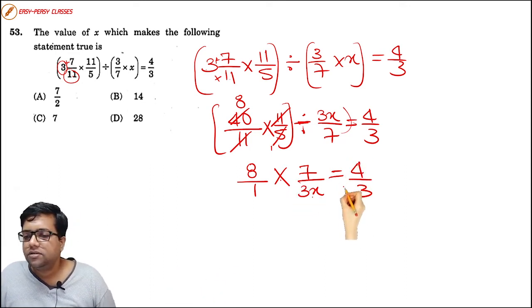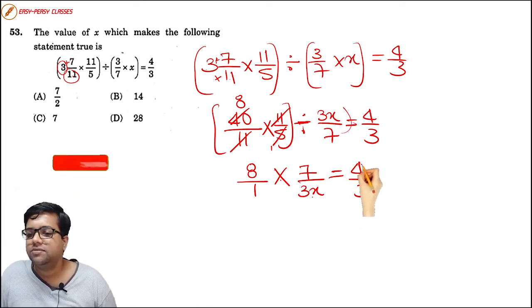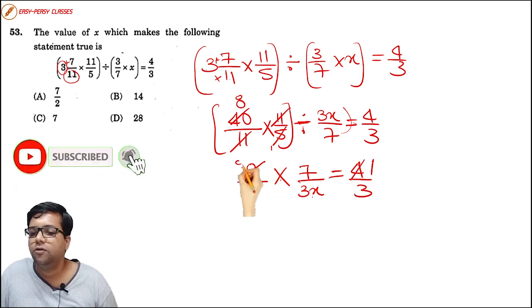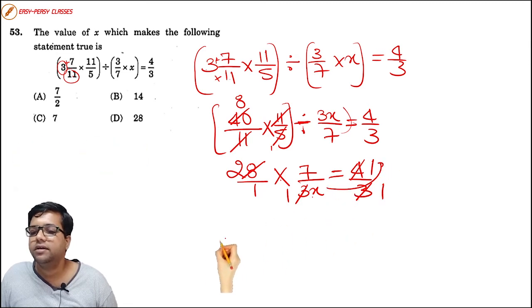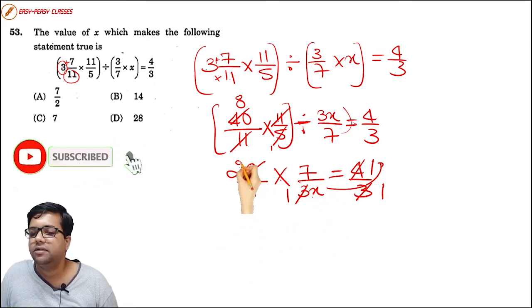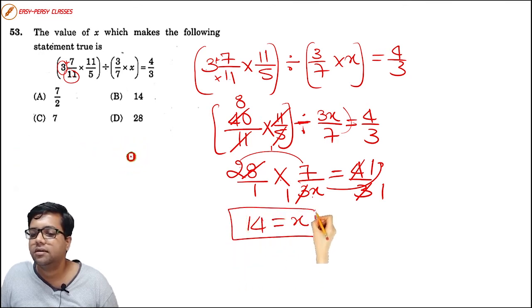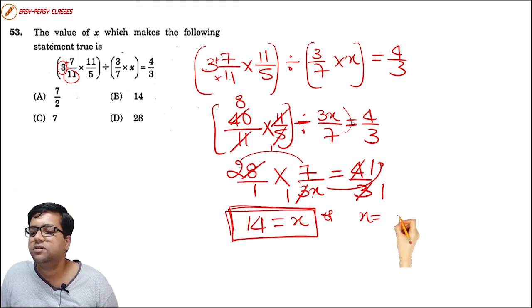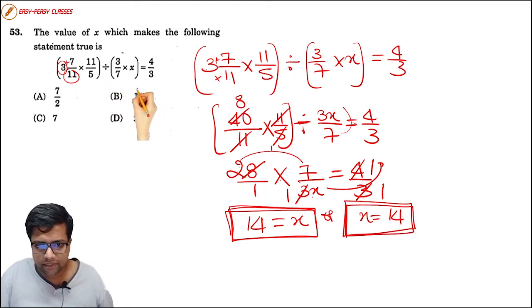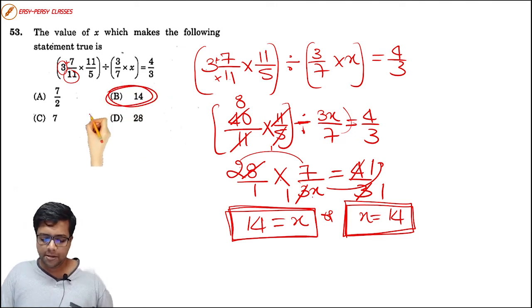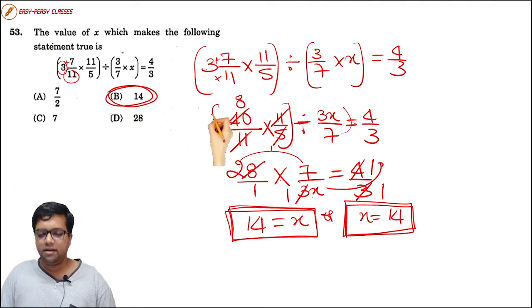All right. So now again you can cancel out certain things from here itself. 4 ones are 4, 2s are 3, ones are 3, ones are, x will come over here. So you are left with 2 sevens are 14. 2 into 7, 14 is equal to x, or x is equal to 14. Do we have that value over here? Yes. Option number B is the right answer.